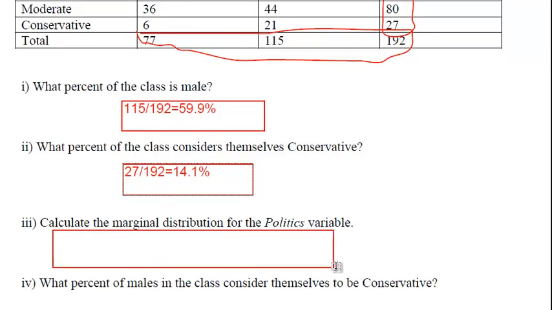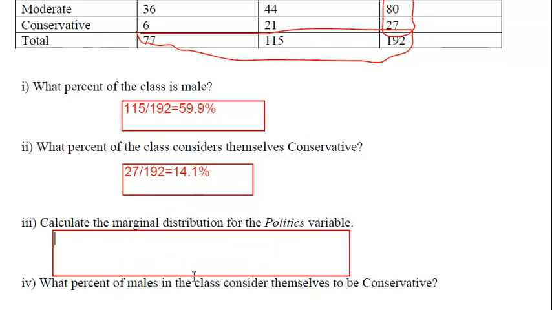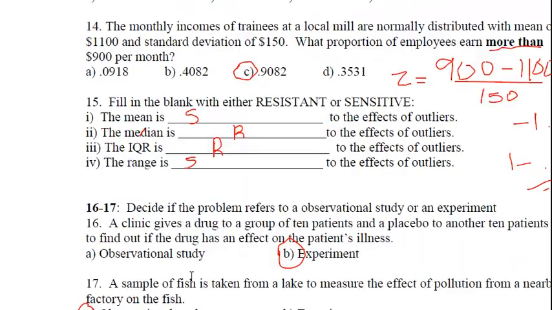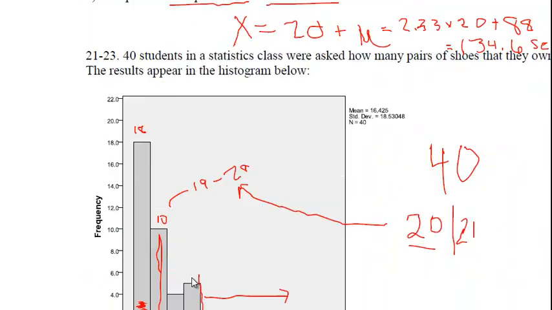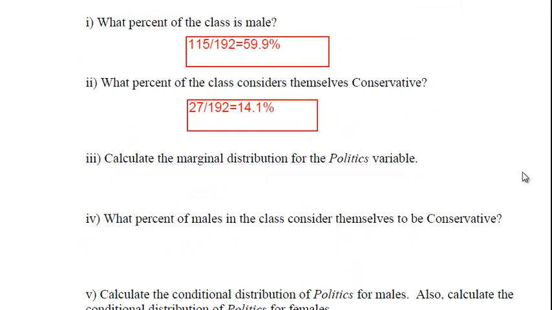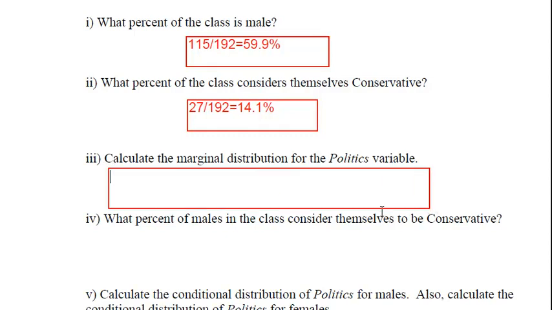Okay, and for something like this, I want a label. So I want a liberal. Ooh, that didn't work out. I don't know what happened there. Sorry, I need to get rid of that. Okay, so let's start over. I want a liberal, moderate, and conservative.